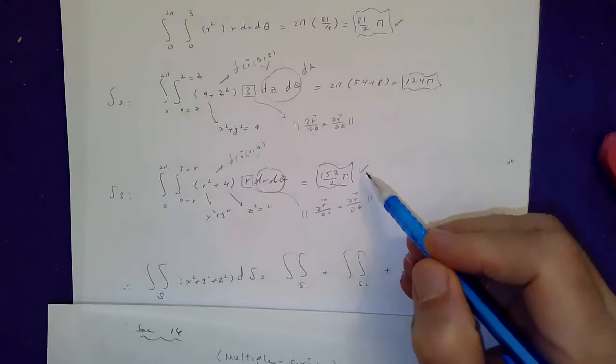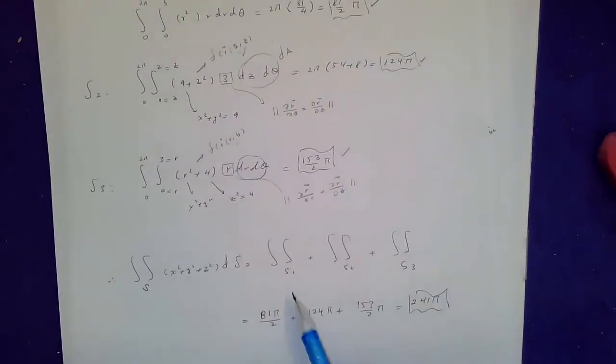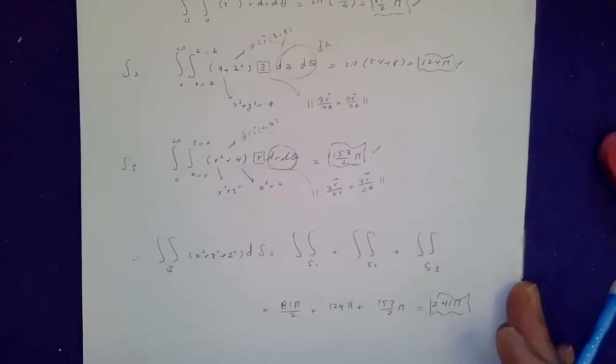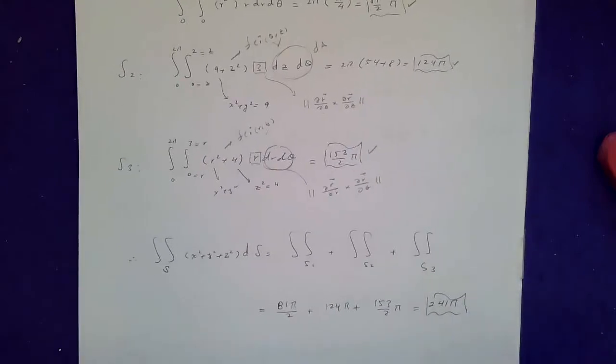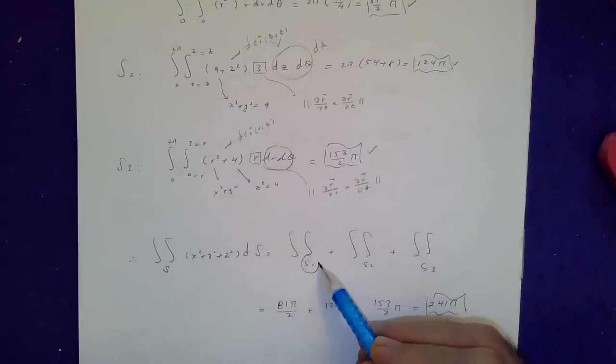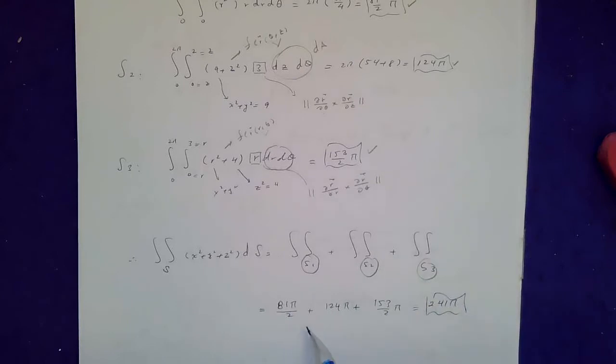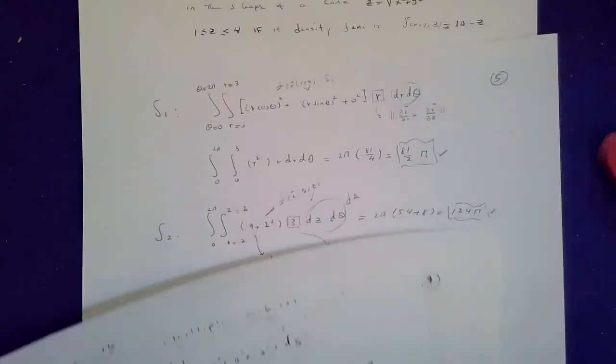Okay, so you get an answer there, you get an answer here, so you add these guys up because you got to split it because you have what? Multiple surfaces, so each surface integral gets to be evaluated on its own respective surface. So you add up the results, and then lo and behold, you get 241 pi. So that's pretty much how we do these kinds of problems.